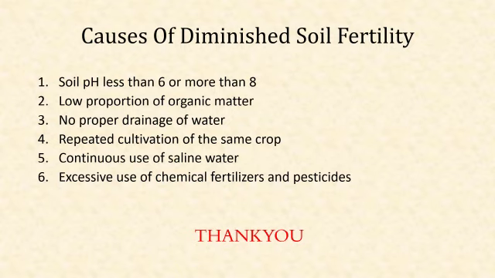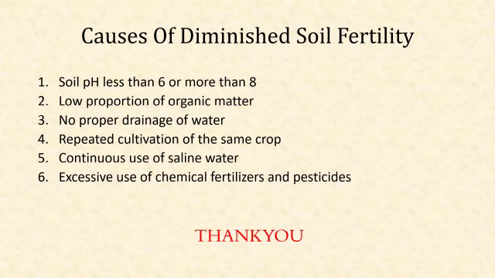Third, no proper drainage of water. Water should easily seep through soil. It should not remain on the top surface. The roots should be able to absorb the water. Fourth, repeated cultivation of the same crop. Growing the same crops repeatedly diminishes certain nutrients in the soil.